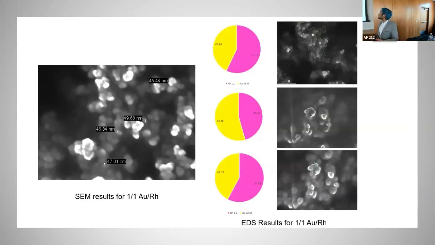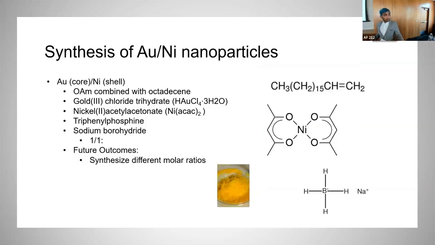So this is some of the data that I obtained. You can see this is for the 1:1 sample, and I obtained a lot larger particles, around 45 nanometers. However, the EDS data showed that the samples were roughly 1:1 compared to the large sample overall, as well as individual particles. So finally, I synthesized nickel nanoparticles, and there wasn't so much background research on this topic, so I did all the calculations pretty much myself.